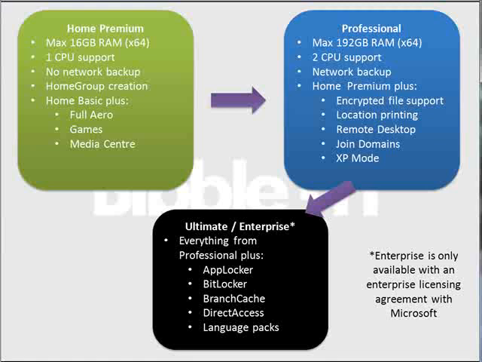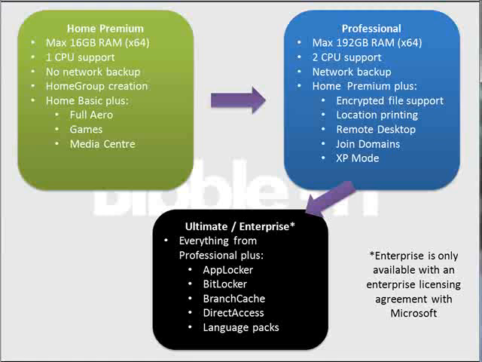This one has a maximum of 192 gig of RAM in 64-bit edition, which is likely to be ample for whatever you're doing in the next few years. We also get 2 CPU support this time around and the ability to do backup to network folder locations. We get all the features of Home Premium.